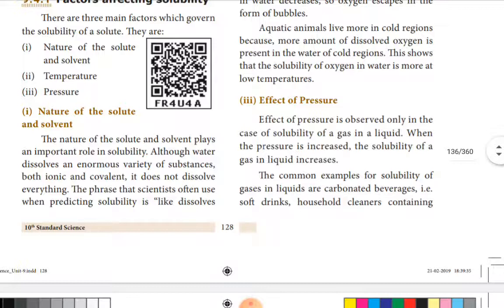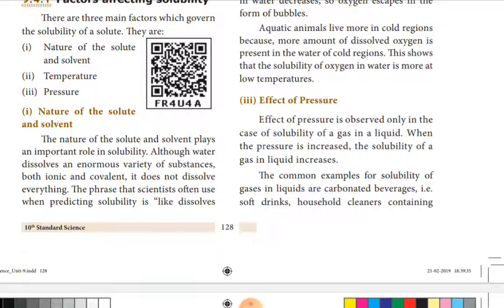Then, effect of pressure. This is mainly for gases. The effect of pressure is observed only in the case of solubility of a gas in a liquid. How will you express it? When pressure increases, solubility of gas also increases. Simply you have to understand, when pressure is increased, solubility of gas also increases.